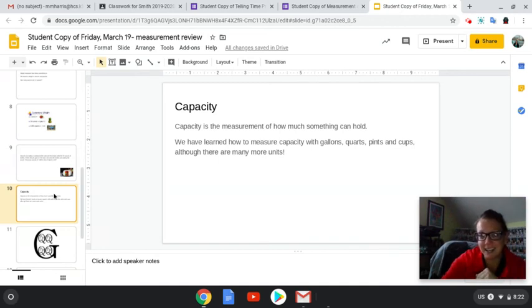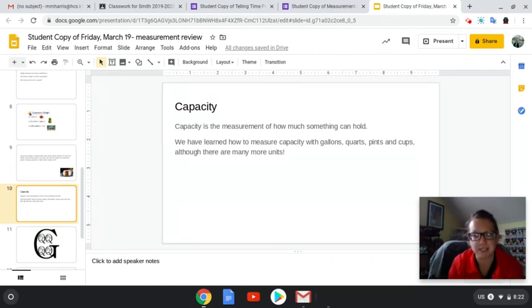And our last measurement is capacity that we talked about. Remember, capacity is the volume. If you look back at your notes, the capacity is used to measure the volume of a container. Just simply put, how much can a container hold?